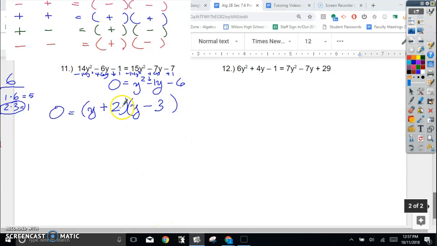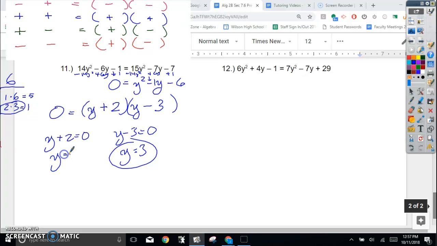Now remember, 2 plus a negative 3 gives me that negative 1. 2 times negative 3 gives me that negative 6. That's the quick check you can do, so you know that you're correct. Now that trick only works when the leading coefficient is 1. This guy up here is 1. And I subtract 2 over, y is negative 2, and y is 3. All right, let's go to 12.